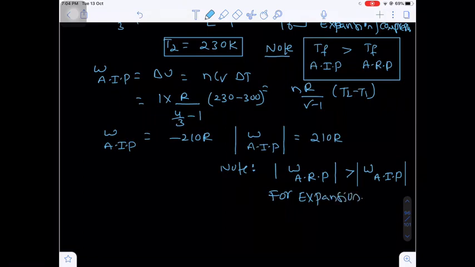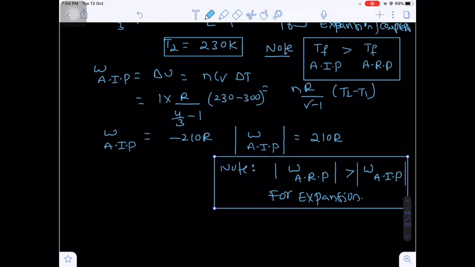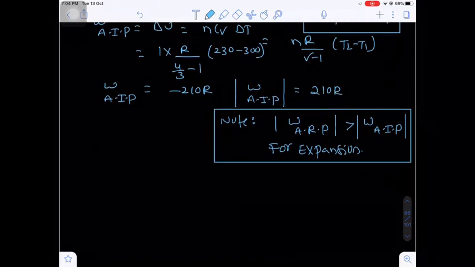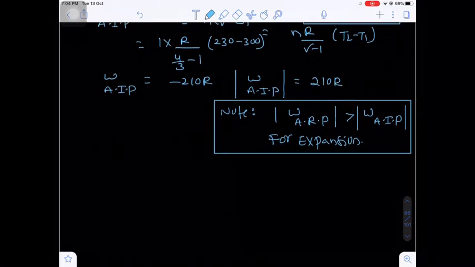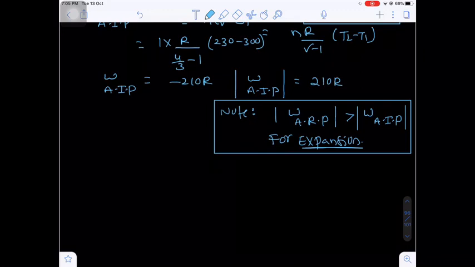This is very important. Even in the isothermal process, the same statement is written. What is the same statement? Work done in isothermal reversible expansion is greater than work done in isothermal irreversible expansion. Similarly, work done in adiabatic reversible process will be more than work done in adiabatic irreversible process. The condition is expansion. This is one important note.